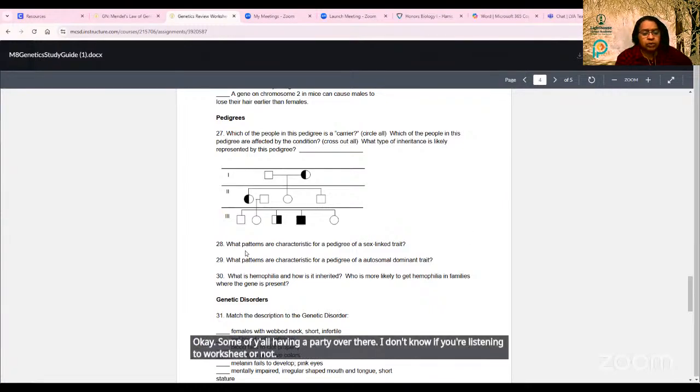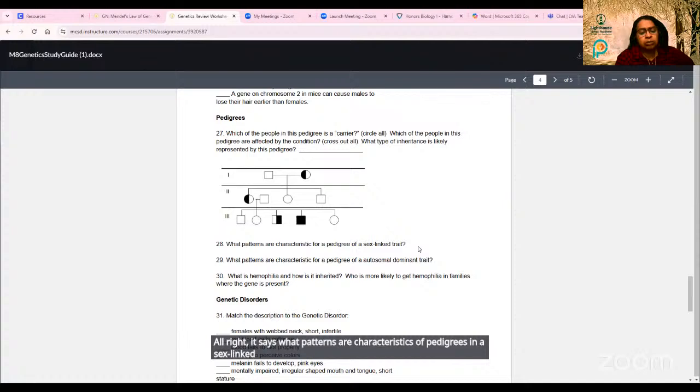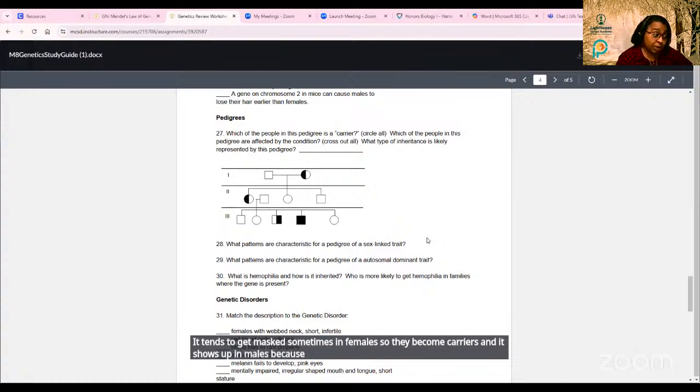It says, what patterns are characteristics of pedigrees in a sex-linked trait? The pattern is, like we were just saying, that because the disease is carried on the X chromosome, it tends to get masked sometimes in females, so they become carriers, and it shows up in males because there is nothing to mask the characteristics.